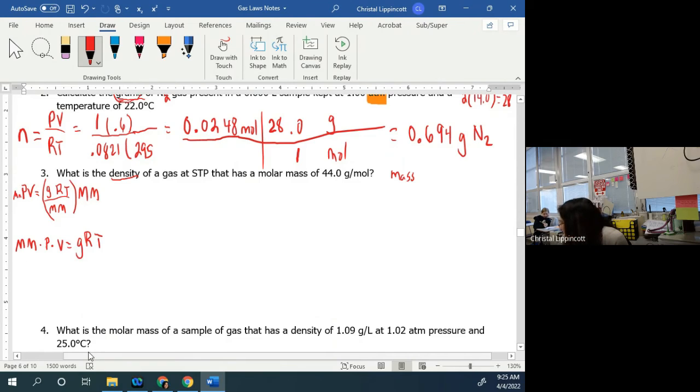Lose anybody with the algebra there? Now I'm going to take RT and get it over here. So I'm going to divide this side by RT, and I'm going to divide this side by RT. So this RT cancels. That's going to leave me, and I'm going to flip this around, I'm going to put grams over here equals molar mass times P times V over RT.